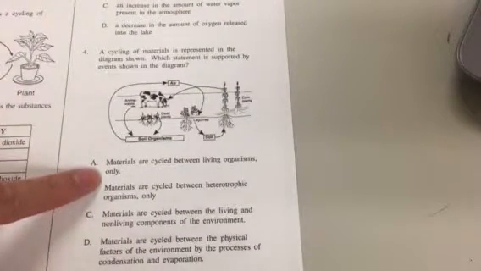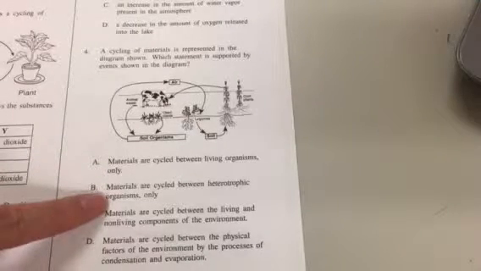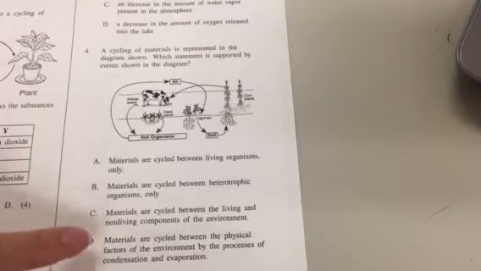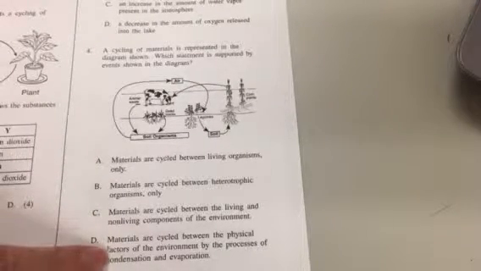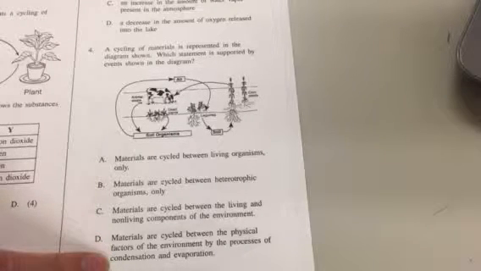A, that materials are cycled between living organisms only. B, materials are cycled between heterotrophic organisms only. C, materials are cycled between the living and non-living components of the earth. Or D, materials are cycled between the physical factors of the environment by the processes of condensation and evaporation.